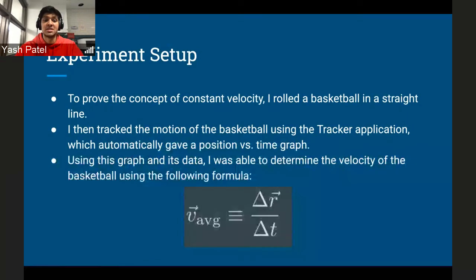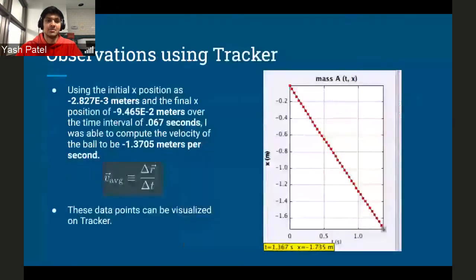For the experiment setup, to prove the concept of constant velocity, I rolled a basketball in a straight line right outside my dorm. I then tracked the motion of the basketball using the Tracker application, which automatically rendered a position versus time graph. Using this graph and its data, I determined the velocity of the basketball using the formula V average is equal to displacement over the change in time. You're going to see more about that on the next slide.